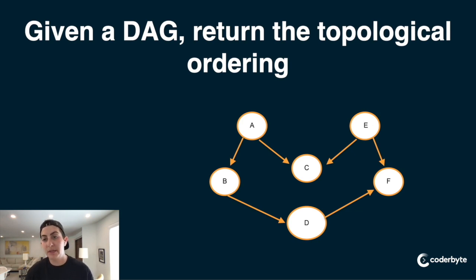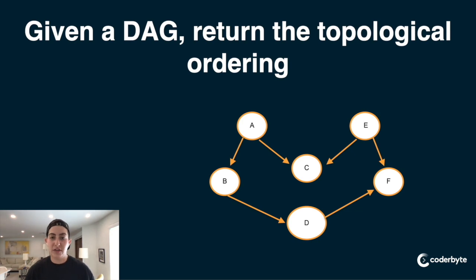So you remember topological ordering. We're tasked with returning the nodes in a list in an order. They should be ordered such that any node's adjacencies always come after it in the list, right? So what does that really mean? So let's walk through this together.